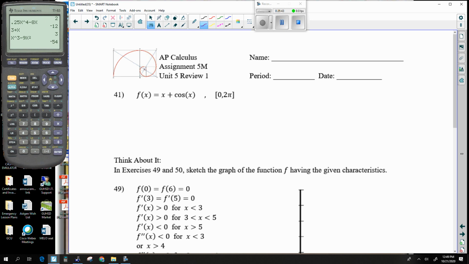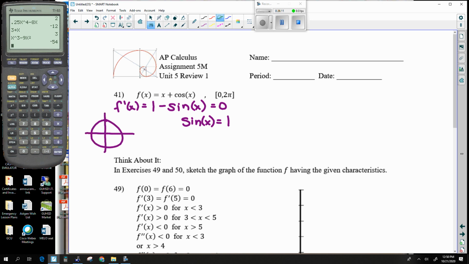Okay, so let's find any critical points, and that is where this derivative is equal to 0. So the derivative of this equation is going to be 1 minus sine of x. So where is that equal to 0? And so that would be where sine of x is equal to 1. Where is sine of x equal to 1? Let's take a look. Sine is the y coordinate, and so I see that sine is equal to 1 at pi over 2. So there is a critical number at pi over 2. All right, that is in the realm that I have here. So that is our critical number.